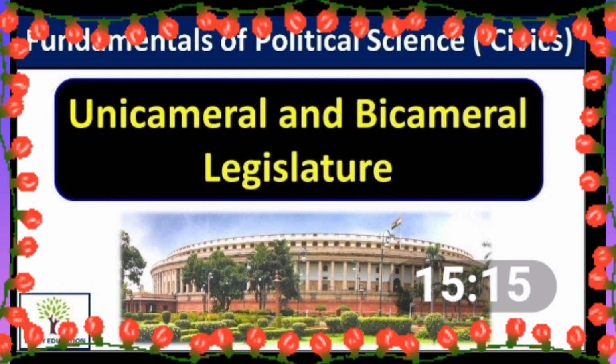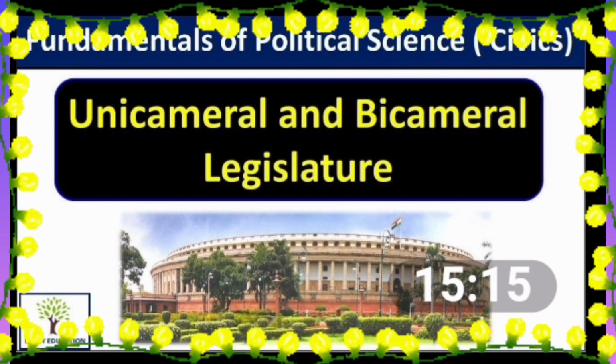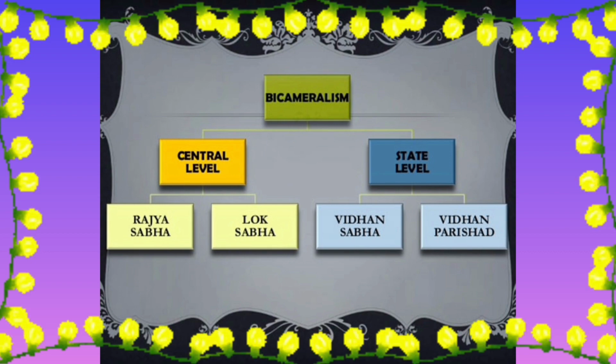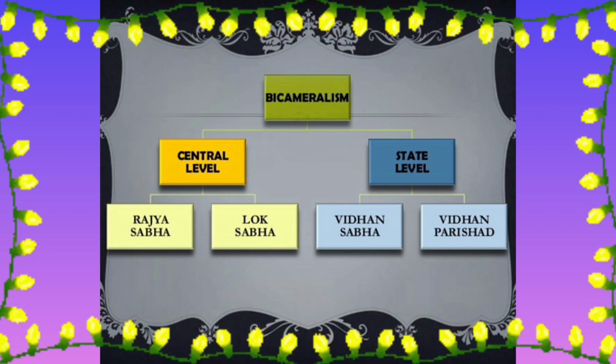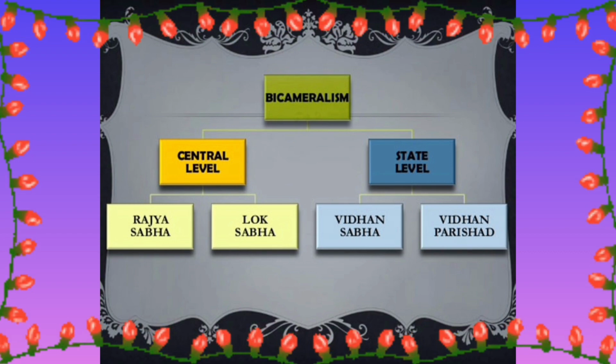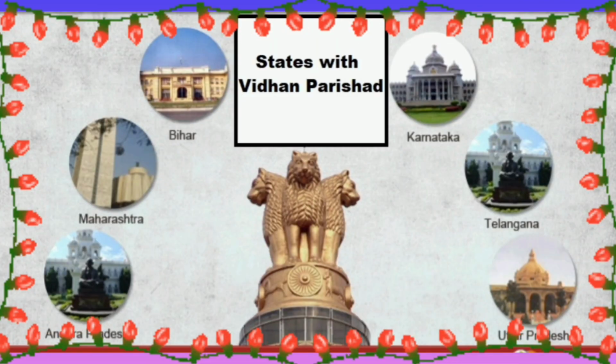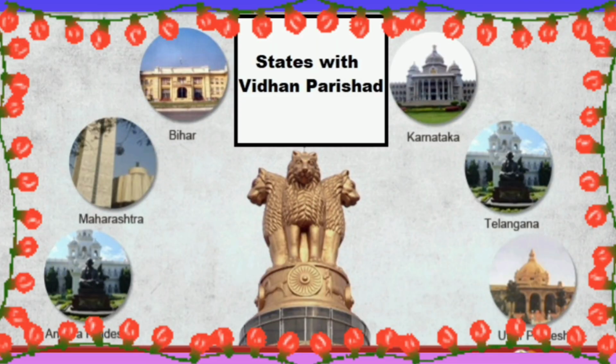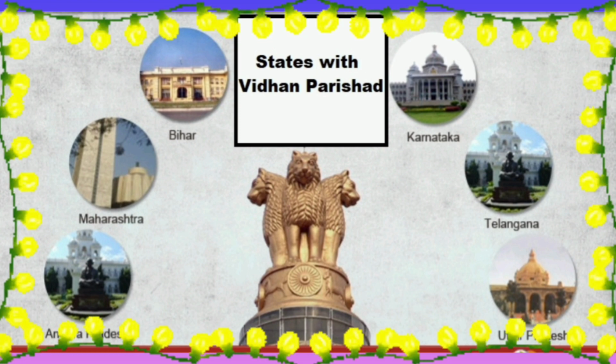The state legislature consists of the governor, the legislative assembly, which is also known as the Vidhan Sabha, and the legislative council, which is also known as the Vidhan Parishad. Remember that in India only 6 states have got the Vidhan Parishad, that is the legislative council. Let us now begin by talking about the governor of the state.